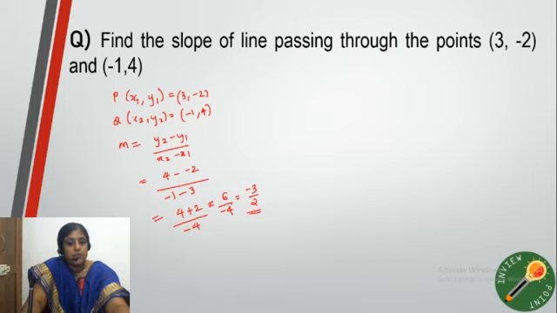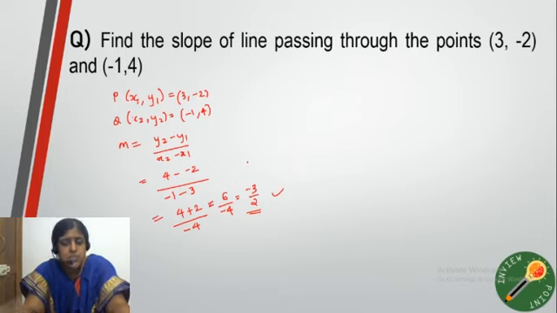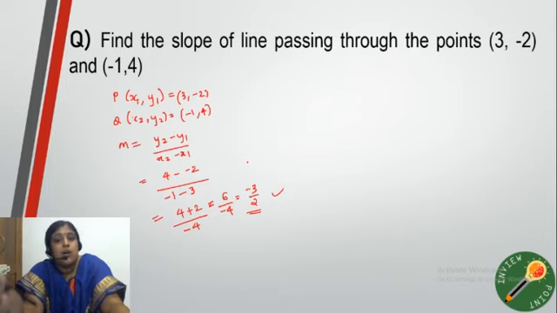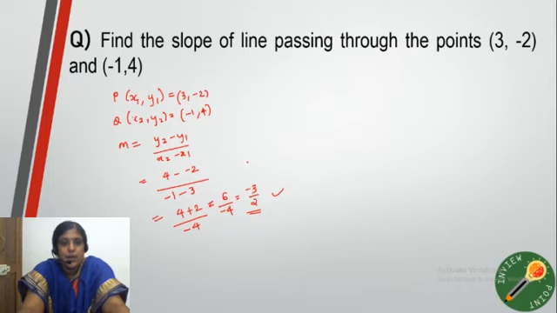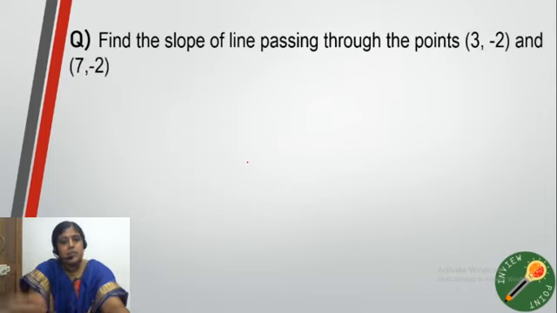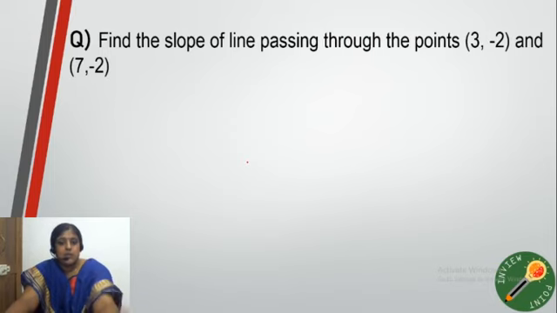So the value of slope m is minus 3 by 2. Is it clear, students? So this is how you find the slope of a line when the coordinates of 2 points of the line are given. Okay. Now find the slope of a line passing through the points (3, -2) and (7, -2). Students, find the answer.